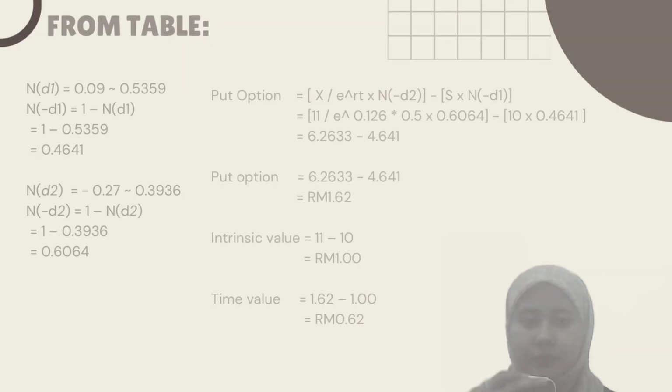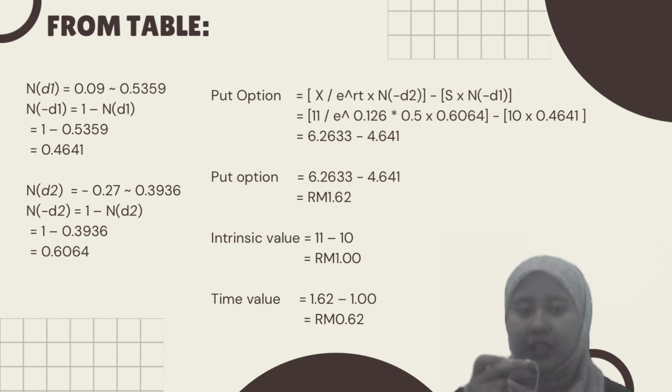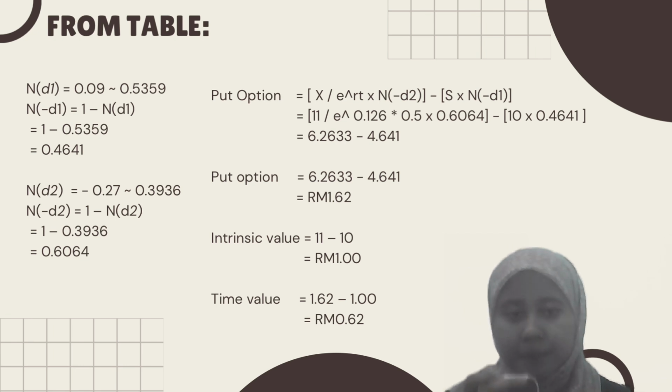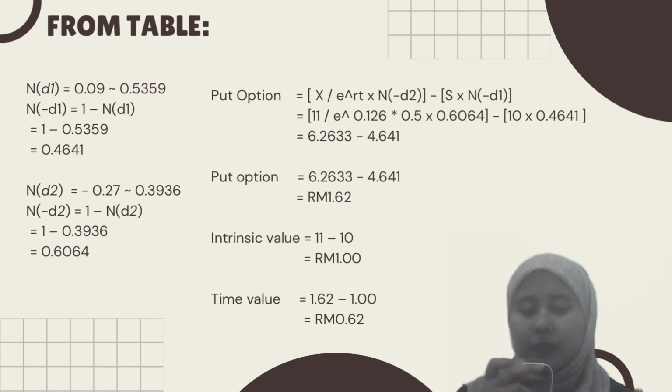After calculating that, the values are as follow. From the normal distribution table, N of D1 is approximately 0.5359. N of negative D1 is 0.4641. N of D2 is 0.3936, and N of negative D2 is 0.6064.